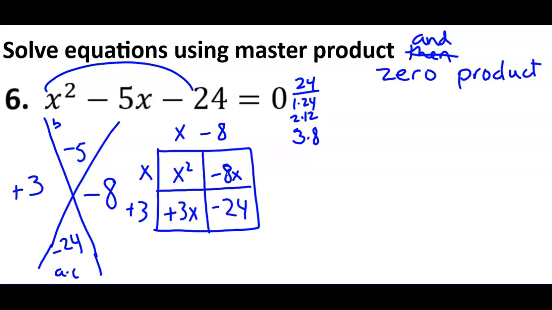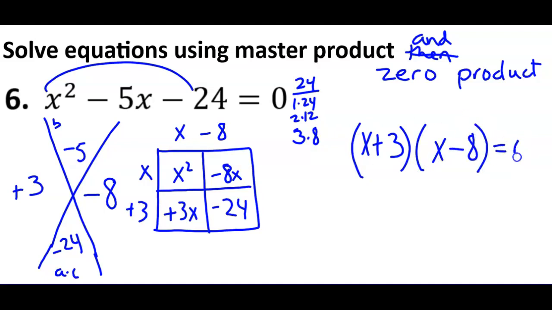I've got my x plus 3 multiplied by x minus 8, and those are equal to 0. And remember, when these are equal to 0, we need to find out what makes this chunk 0, and we need to find out what makes this chunk 0. And so I can separate these out and solve both of them individually.